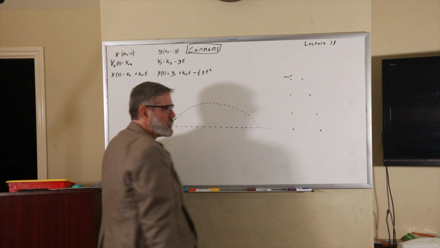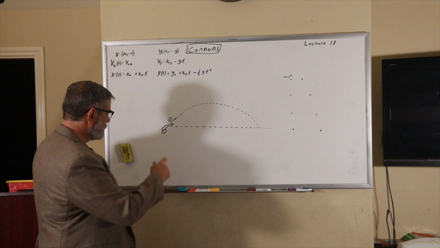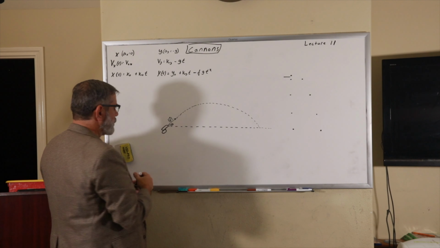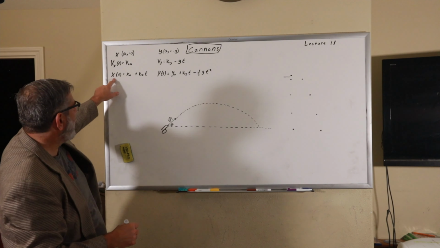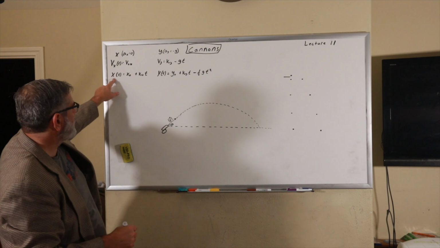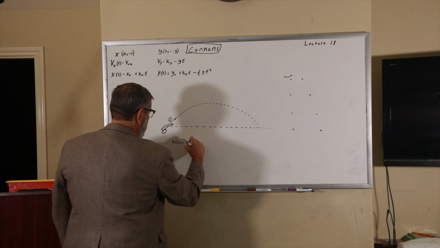Because these two directions, the X and Y directions, are completely independent. So how do we solve problems like this? Well, how do we figure out how far it's going to go? Obviously, we want to know what X is. And we can let X naught be 0. And so that means that X of t is equal to V naught X times the time.